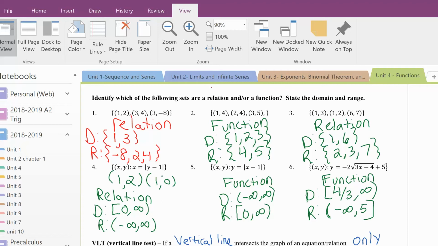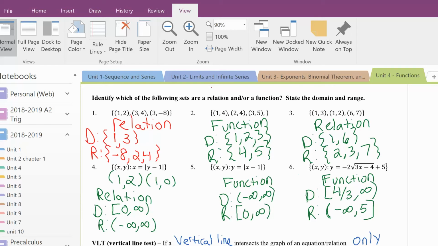The domain for x is basically, it has to be greater than or equal to 0 because that's the absolute value. The range is all real numbers because you could put anything in the absolute value. Number 5 is a function. You can put anything in for x, and then you get greater than or equal to 0 for y.